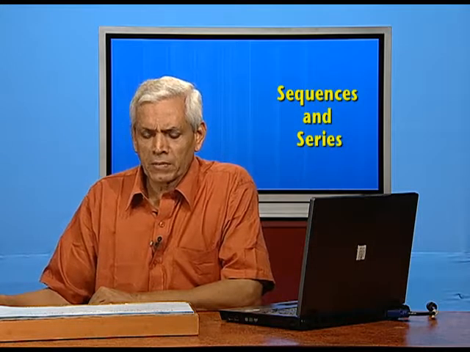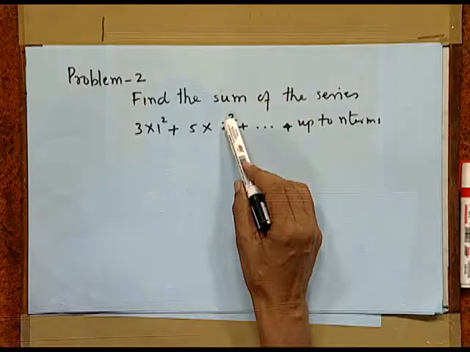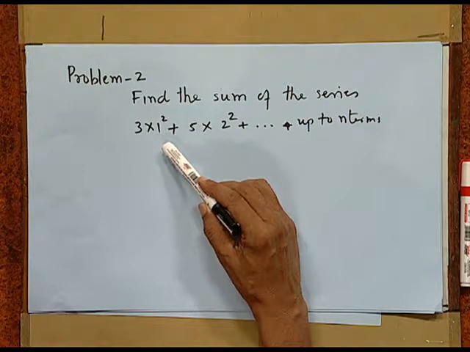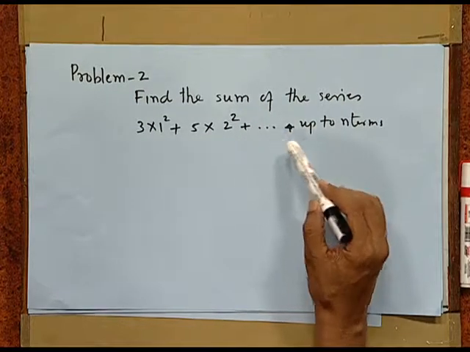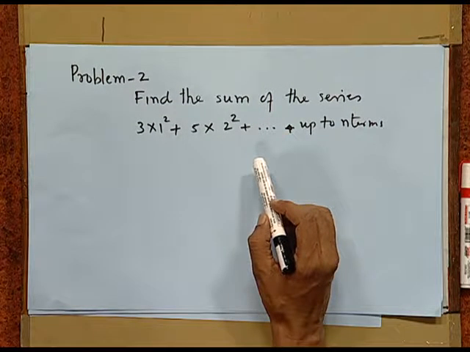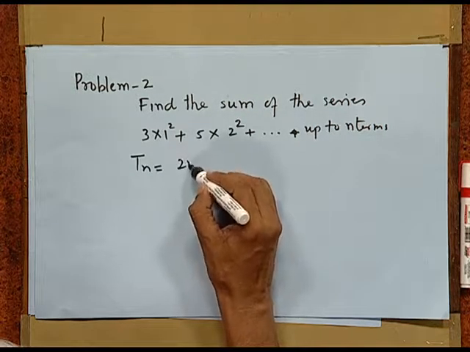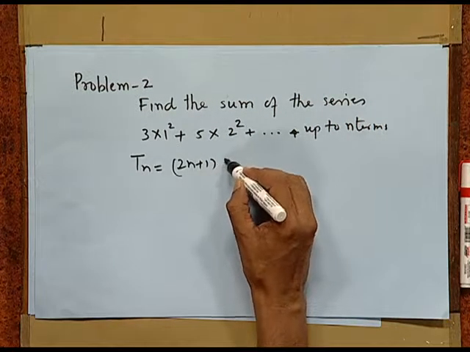Now, we take up another problem. Find the sum of the series 3 times 1 square plus 5 times 2 square and so on up to n terms. Now, this question differs from the previous question in the sense that in this question the nth term is not given to you. So, first of all you have to find the nth term. By mere observation we find that the nth term is given by T n is equal to 2n plus 1 times n square.